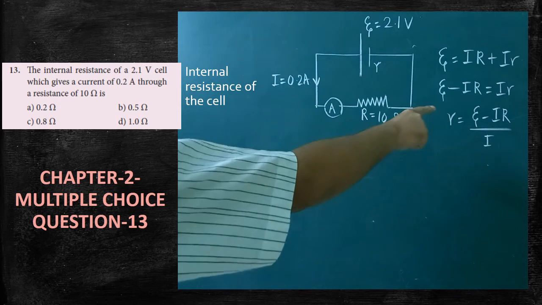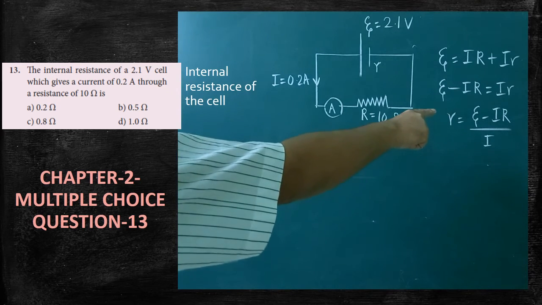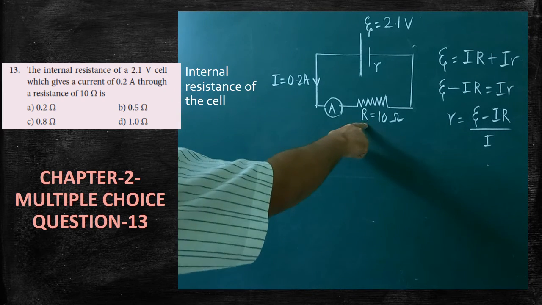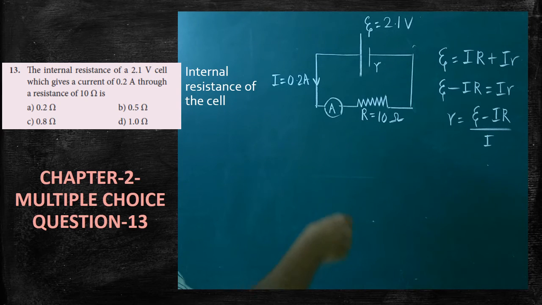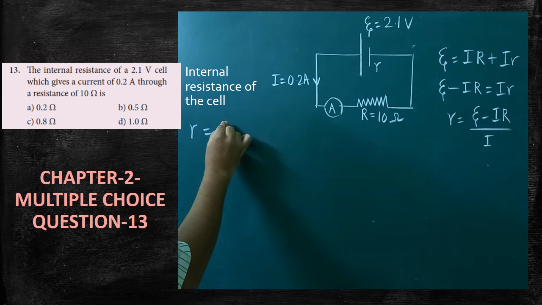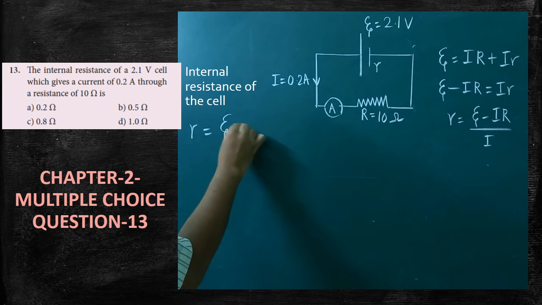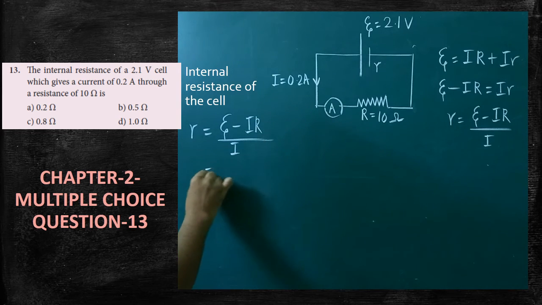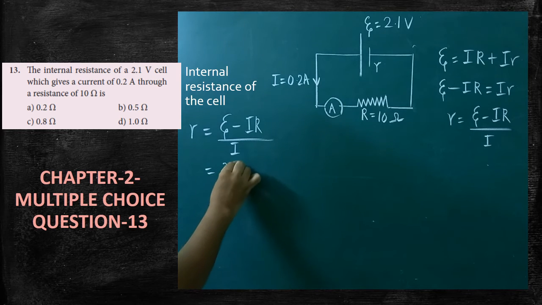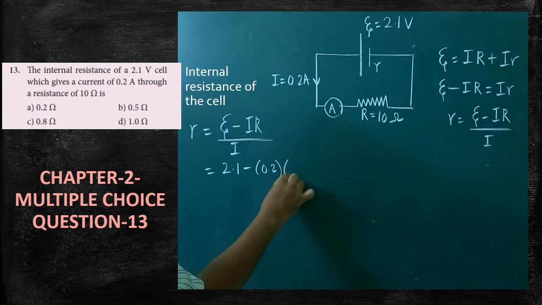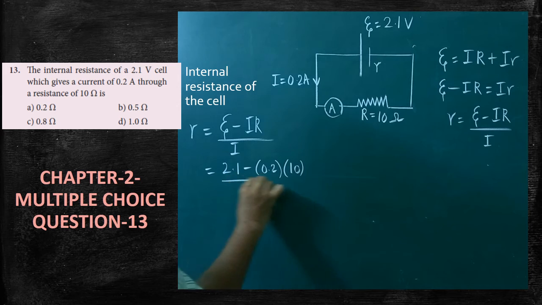r is equal to (ξ minus IR) divided by I. Here ξ is the symbol of EMF, I is nothing but current flow, R is the external resistance value. Use that formula, substitute the values, and you will get the answer. Internal resistance of the cell is equal to (ξ minus IR) divided by I. This is the formula. ξ value is 2.1 minus I value 0.2 ampere into 10 ohm, whole divided by strength of the current, 0.2.